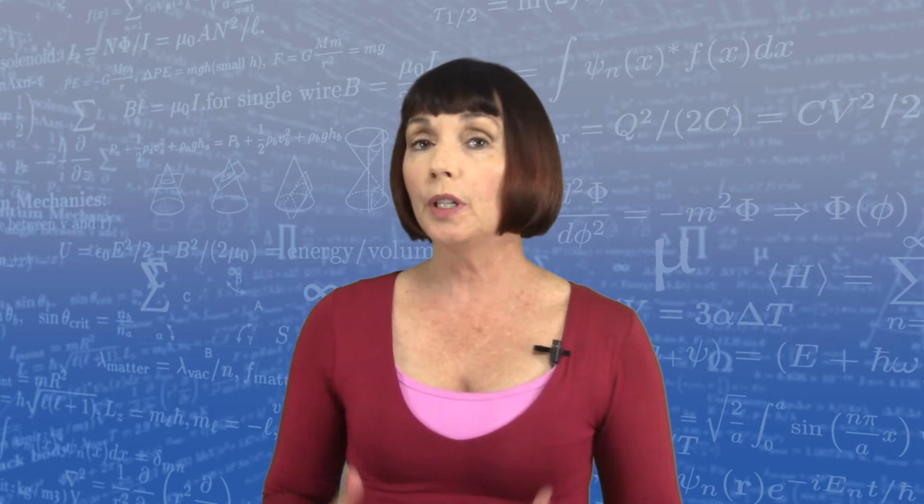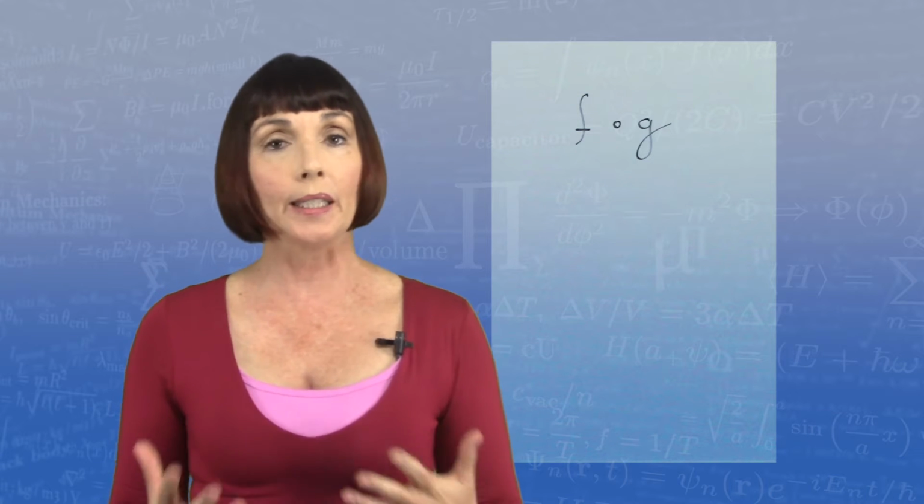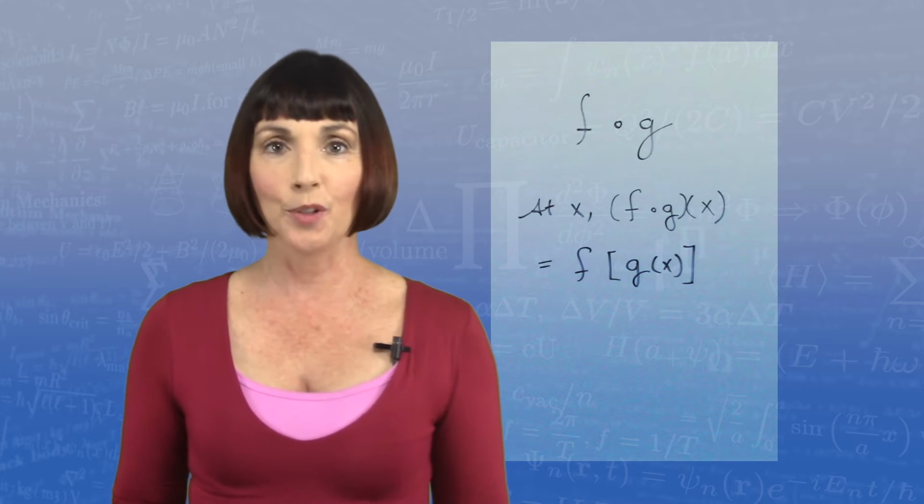The composition of two functions is a way of combining them. You use the output of one function as the input for the other function. Let's do notation first. The composition of two functions is denoted by f circle g. You put that little open circle in between them. And at a particular point x, we get f of g of x. That's how you read it.